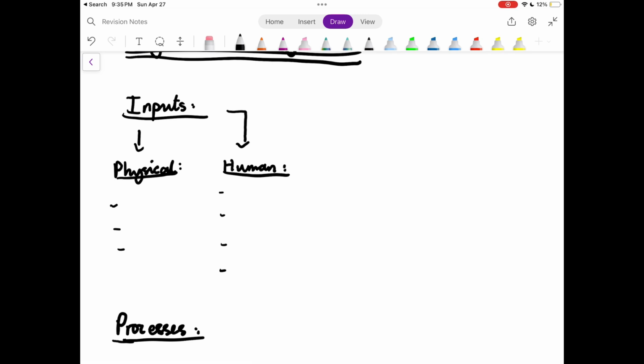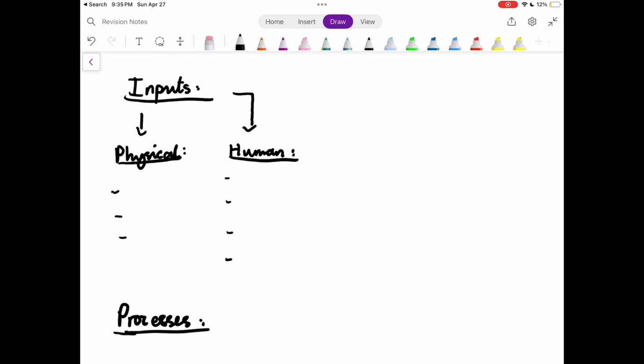So for inputs, they can be divided into physical or human inputs. So physical inputs include soil, relief, and climate. Whereas human inputs can be labor, machinery, seeds, and fertilizers.